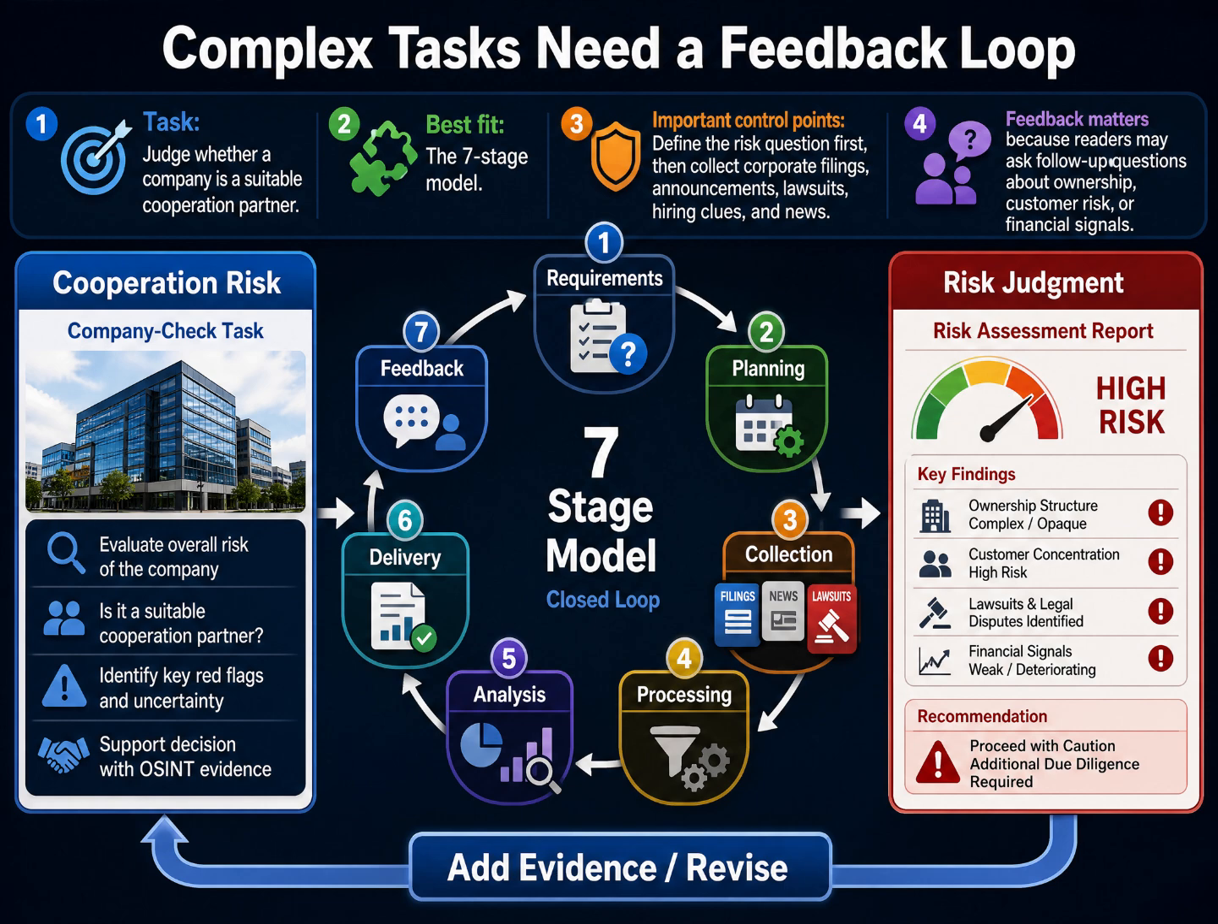Delivery should include judgment, evidence, confidence, limits, and recommended follow-up checks. Feedback matters because the reader may ask, are these lawsuits serious? Do they affect our contract? Is there counter-evidence? That is why a company risk check should not end after the first report.